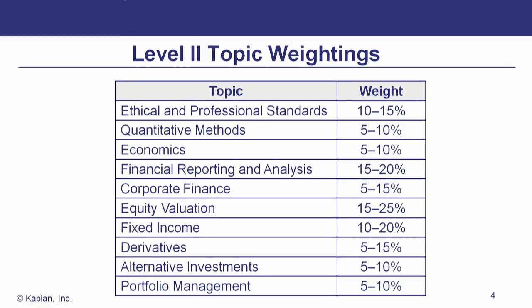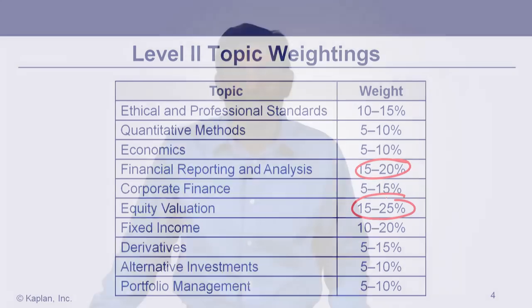Now, what you will also see when you look at the topic weightings here is that the big weights at Level 2 are equity valuation and financial reporting and analysis. So those are the two big dogs at Level 2. Make sure you are on top of those, make sure you're really good at those two areas. Without that, it becomes very, very difficult, if not impossible, to pass this exam.